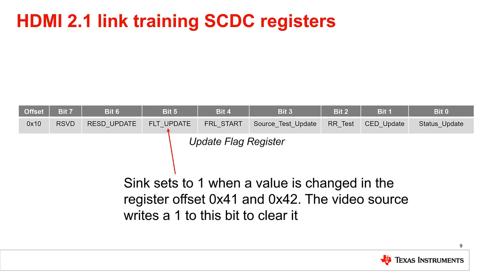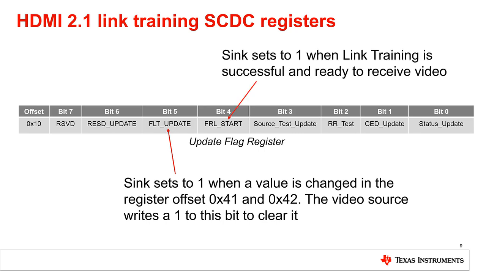Once the video source clears the FLT update bit, the sync may set it again to indicate there is a new value in registers 41 and 42. If the link training is successful, the video sync will set the FRL start bit to a 1 to indicate it is ready to receive the video and audio data.